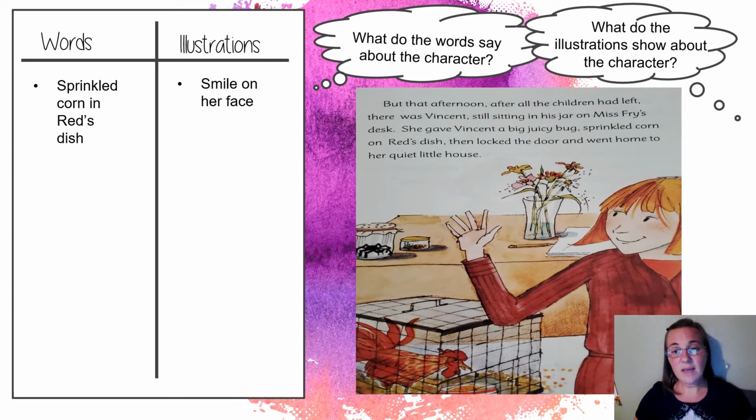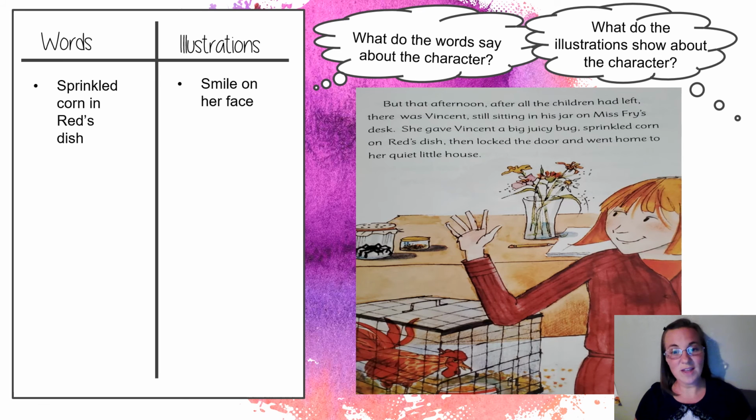Now let's take a look at page 153. If you're in your Journeys text, just turn the page to this page, or you can just read along with me on the slide. Here we go. But that afternoon, after all the children had left, there was Vincent sitting in his jar on Miss Fry's desk. She gave Vincent a big, juicy bug, sprinkled corn in Red's dish, and then locked the door and went home to her quiet little house.